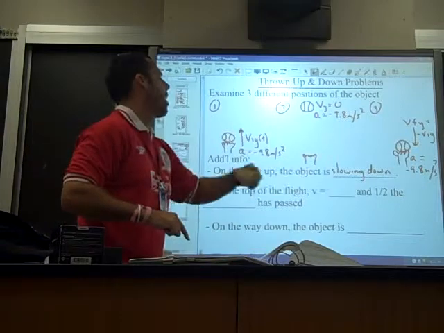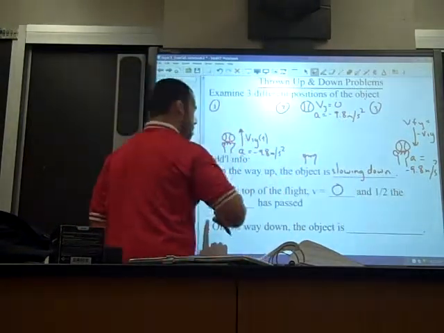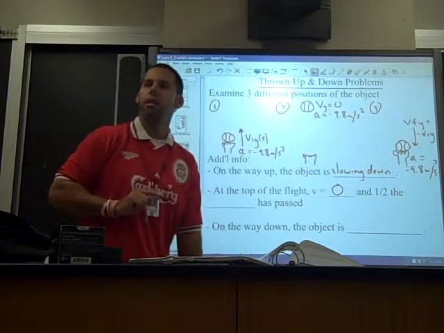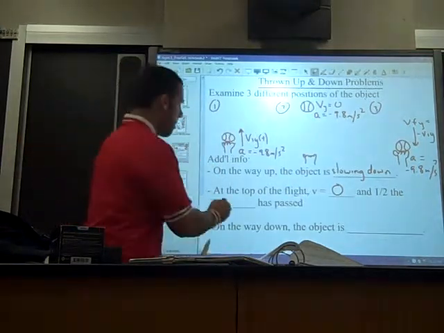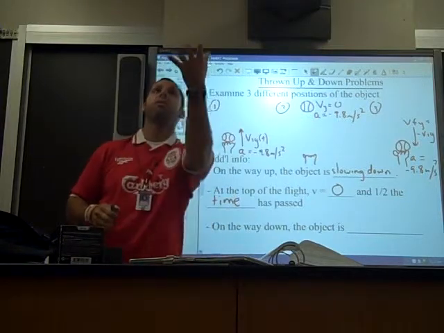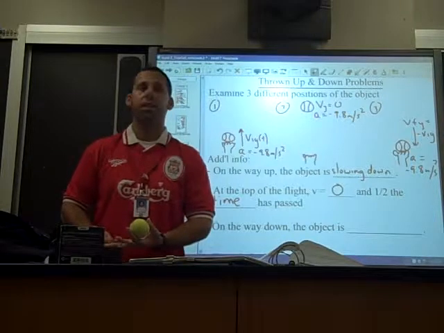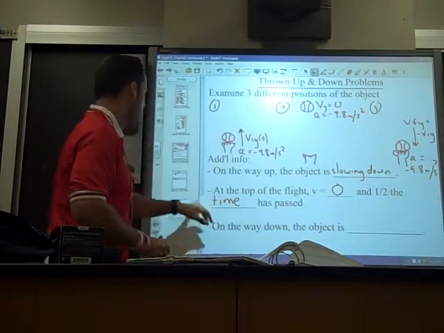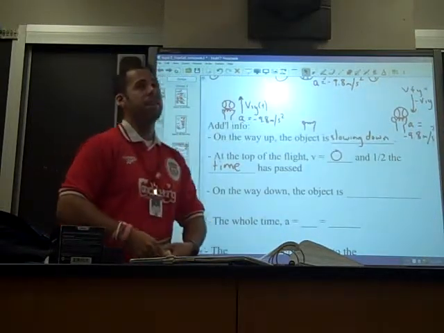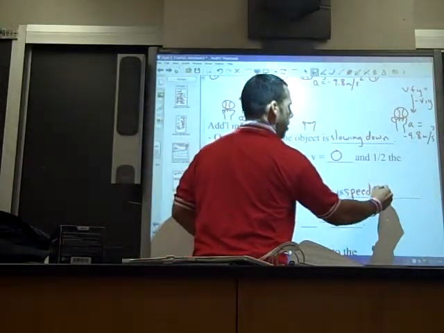At the top of the flight, V equals 0. And half of the what has passed? Time. We'll talk about distance in a second. So if it takes 2 seconds to get to max height, how long does it take to get back down? 2 seconds. There's nice symmetry here. On the way down, the object is speeding up. It's like our free fall.